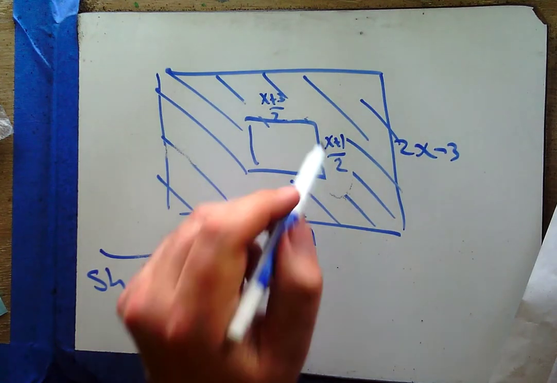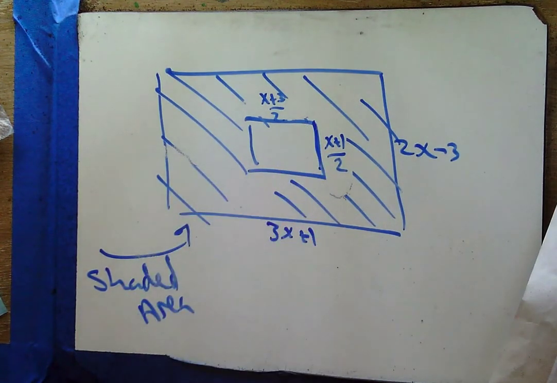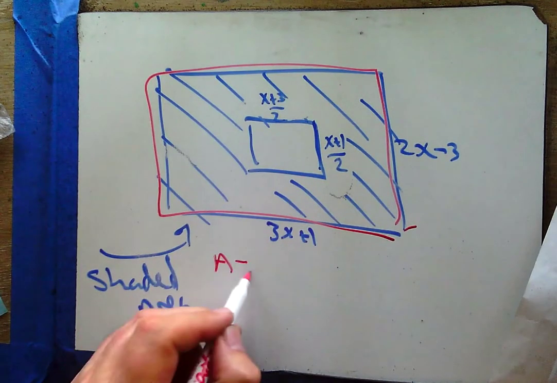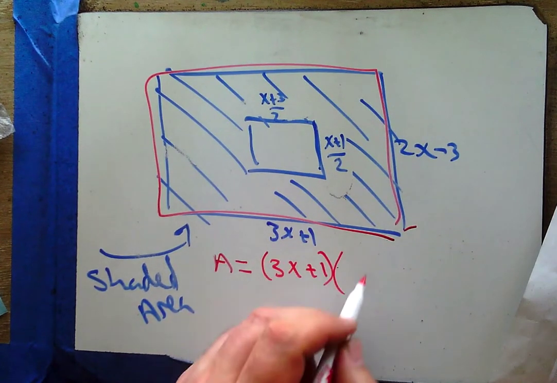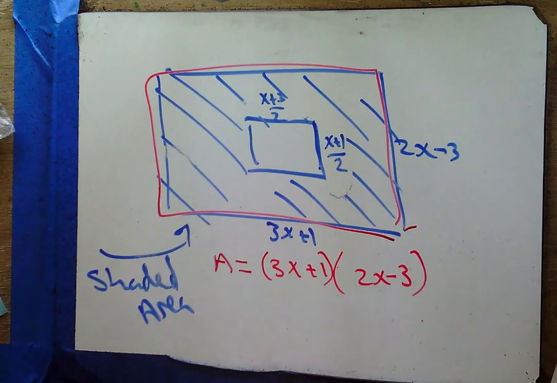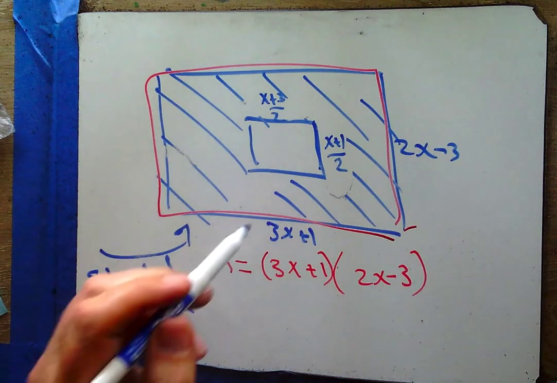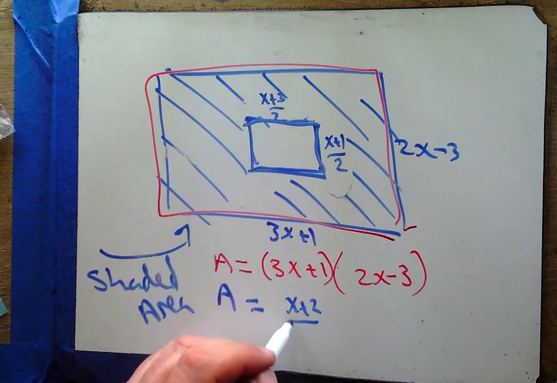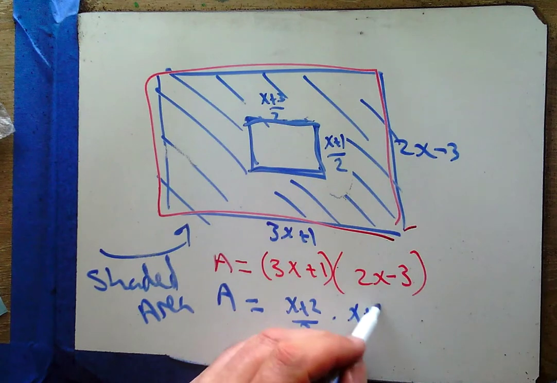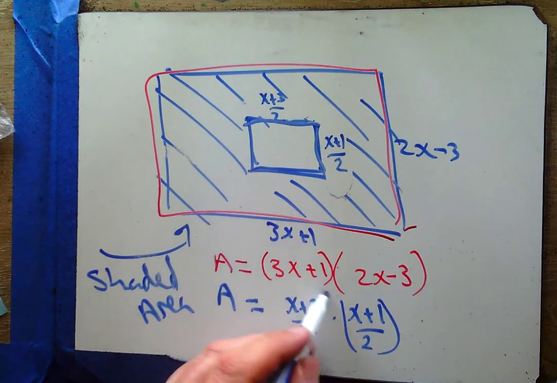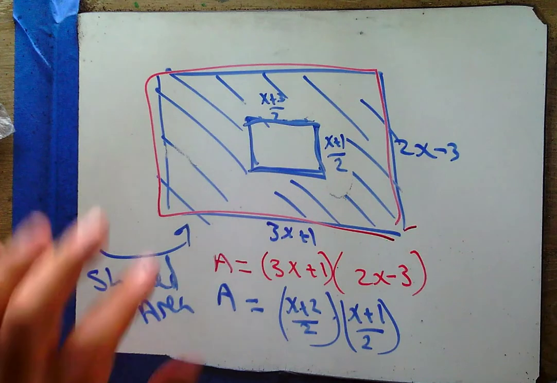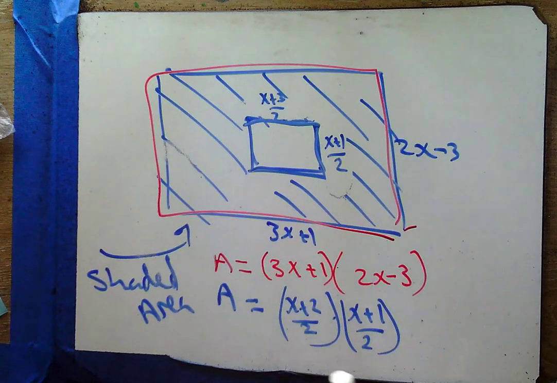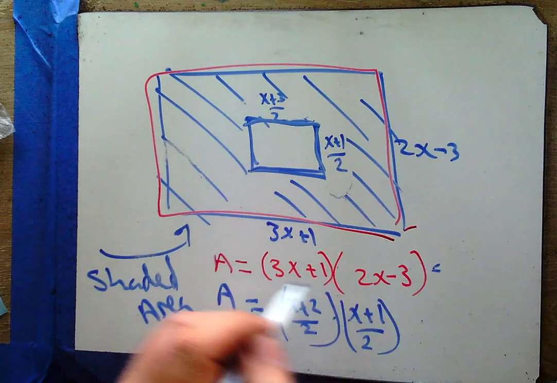Well, so I see two rectangles here. I see this big rectangle on the outside, and its area is length times width, (3x plus 1) times (2x minus 3). But I also see this little rectangle here, whose area is going to be (x plus 3) over 2 times (x plus 1) over 2. And what I need to do in order to get the shaded area is take the big red one and subtract the little blue one. So I find that that's going to be made easier if I FOIL this out.